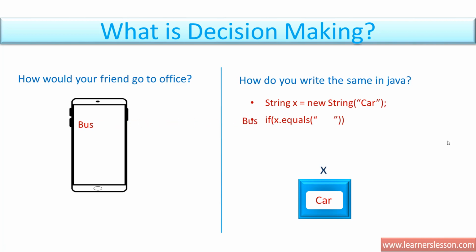Now he copies the same thing into the equals method. So in this line he finds that, oh no, I don't have to go in a car because I have to go in a bus. My friend asked me to go in a bus. So what happens is he waits for the bus to come.